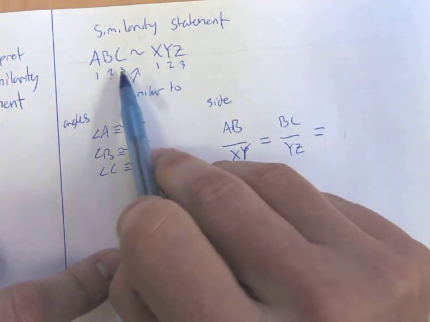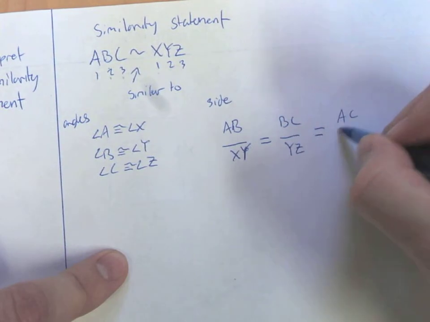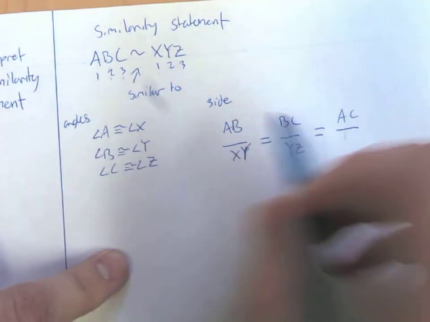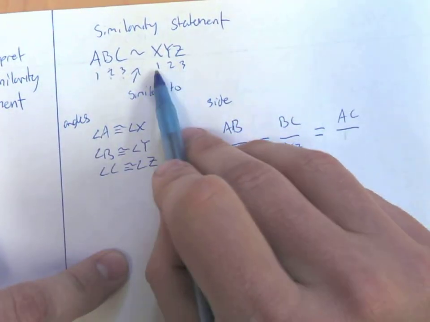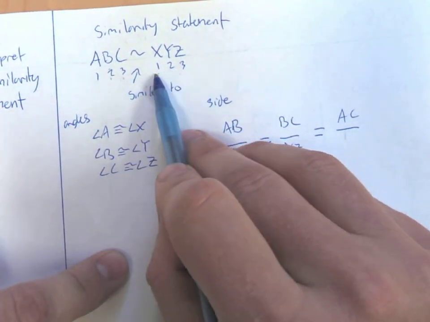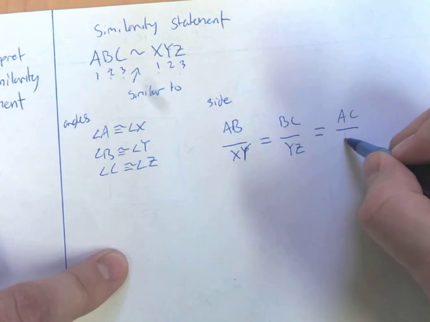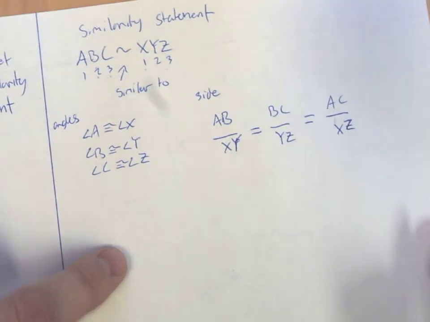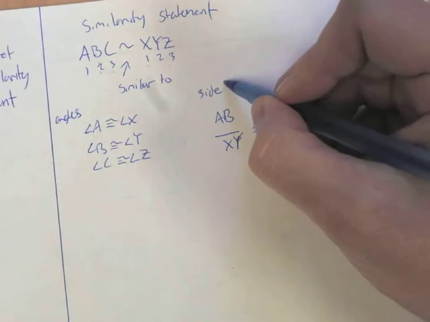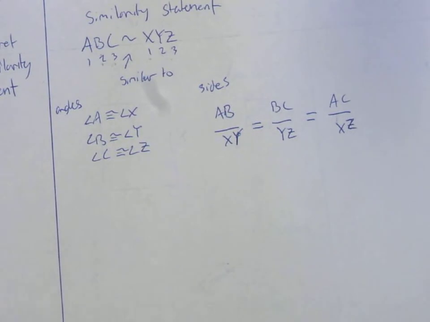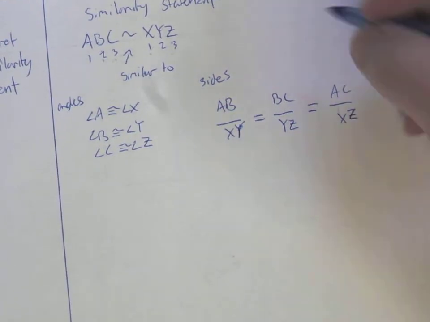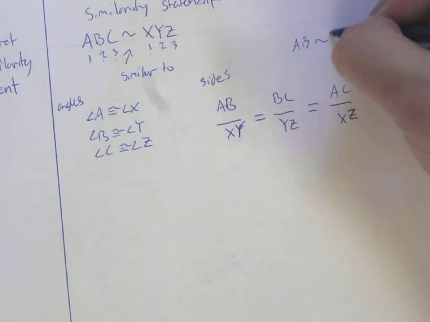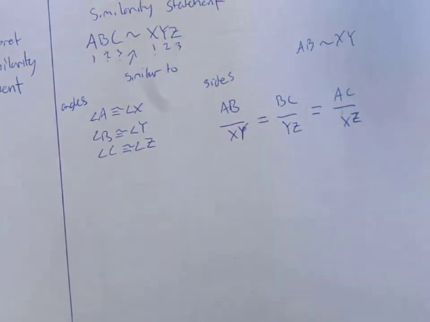Okay? And then we got A to C, and the corresponding side to AC is YZ because it goes from vertex 1 to vertex 3, or XZ. Okay, and so this is what our relationship between the sides are. Okay, we don't say that sides are similar to each other. We don't say AB is similar to XY. That doesn't mean anything to us.